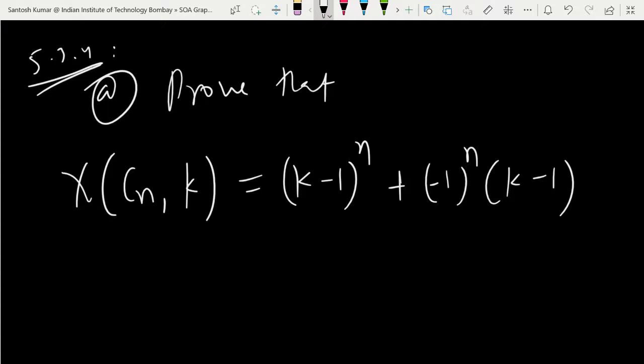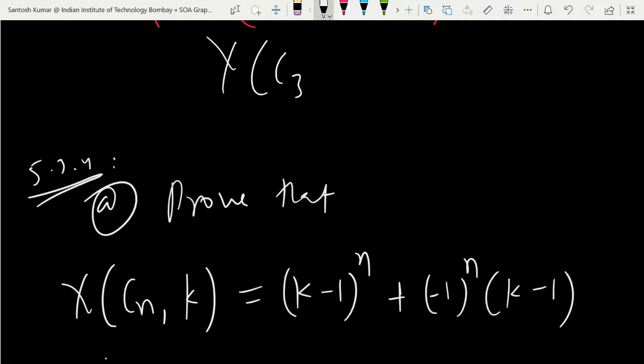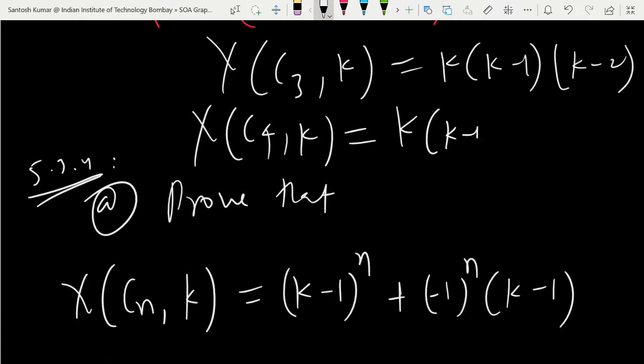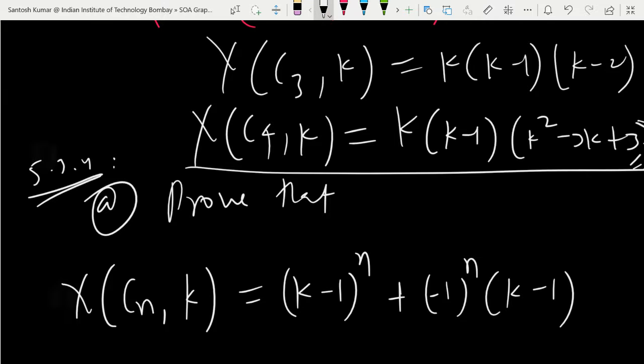Like we already had the formula for C3. C3 is same as K3. So for K3, we already have the formula: k into (k minus 1) into (k minus 2). The chromatic polynomial for C4 we also derived using that explicit expression. But the following result, this part A problem, will help us to find the chromatic polynomial for C5, C6 and so on. So k squared minus 3k plus 3 was the chromatic polynomial for C4.